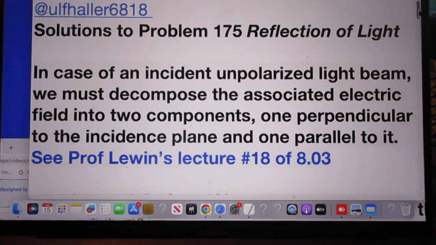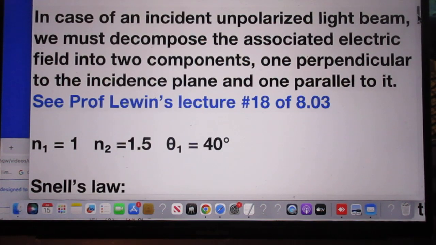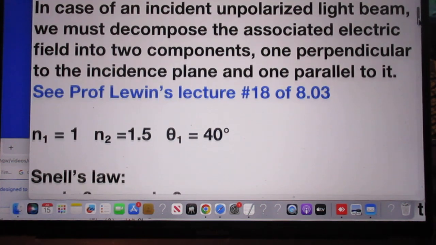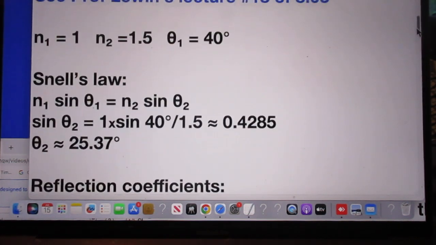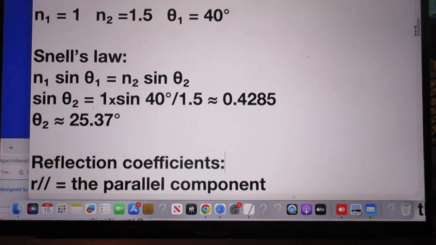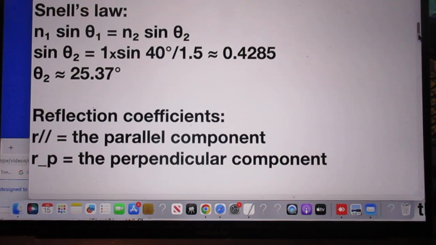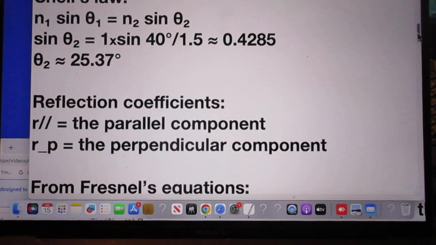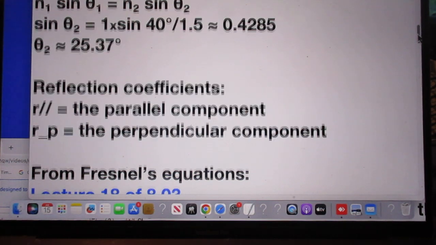reflection of light. In case of an incident unpolarized light beam, we must decompose the associated electric field into 2 components, one perpendicular to the incidence plane and one parallel to it. And he wrote, see Professor Lewin's lecture 18 of 803. So N1 is 1, N2 is 1.5, and the angle of incidence is 40 degrees. Here comes Snell's law. Pretty easy stuff. So he calculates what sine 2 is.